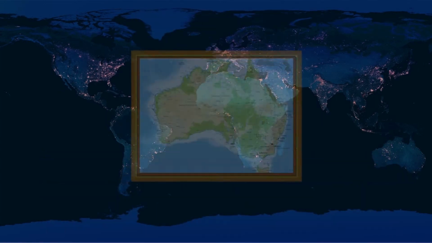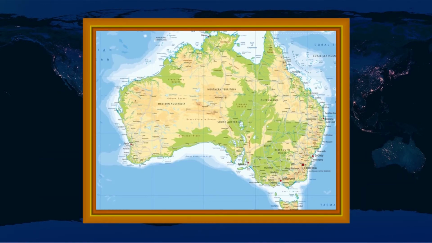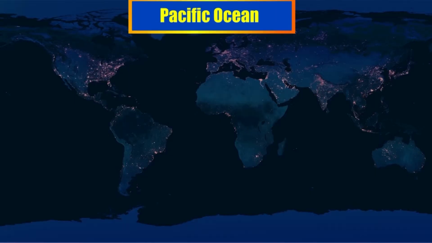Australia. The name Australia comes from the Latin word australis, meaning southern. This continent lies entirely in the southern hemisphere. The Tropic of Capricorn passes through the middle of the continent. It is also called the island continent because it is surrounded on all sides by the ocean. This is the smallest continent and a country as well.